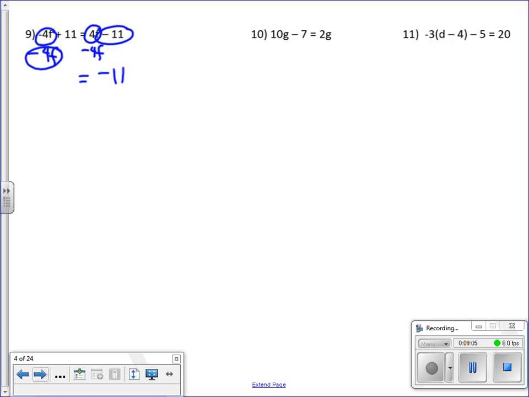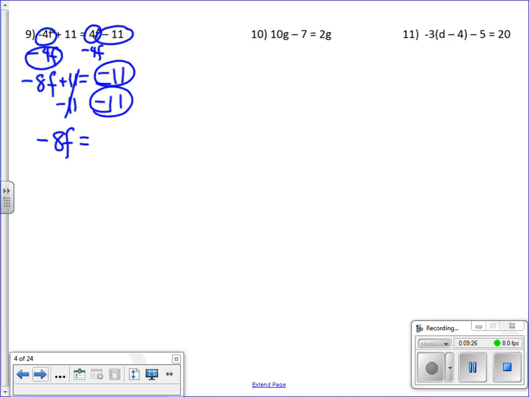So I have negative 8f plus 11 is equal to negative 11. All right, now I'm going to get rid of the plus 11, so I'm going to minus 11 from both sides. The right-hand side is going to work like the left-hand side just did. This is going to be negative 8f is equal to negative 11 and negative 11.